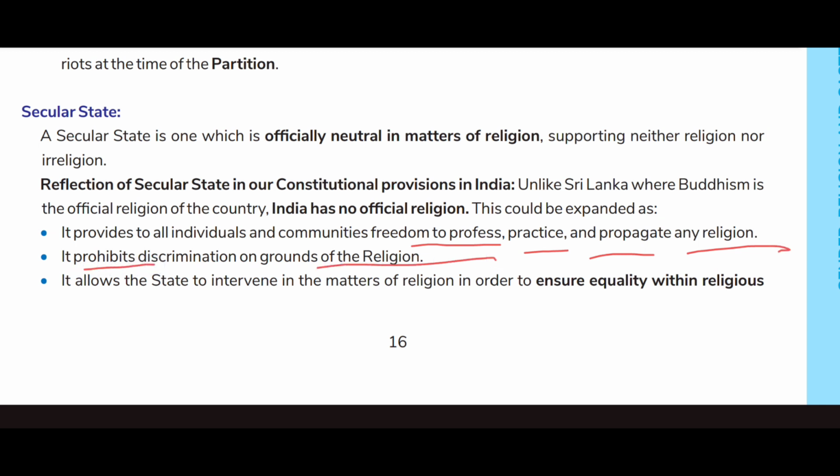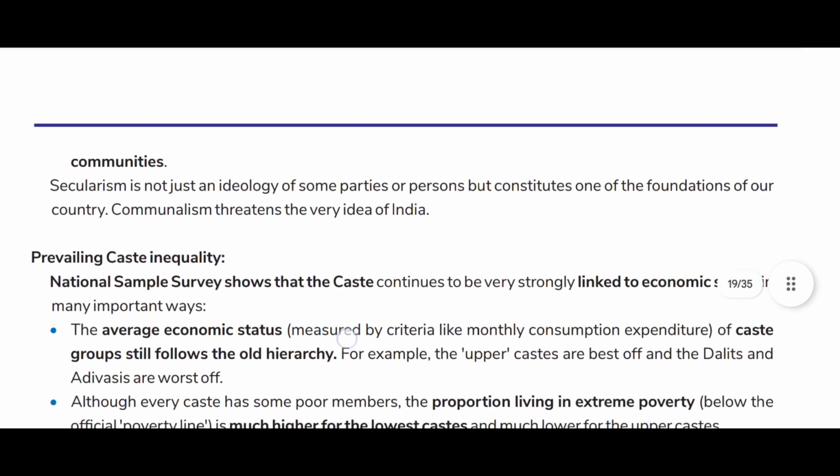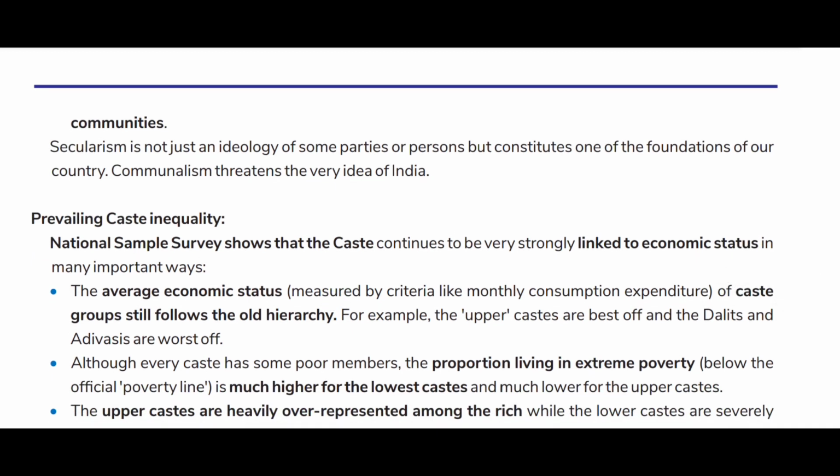It prohibits discrimination on grounds of religion. It allows the state to intervene in the matters of religion in order to ensure equality within religious communities. Secularism is not just an ideology of some parties or persons but constitutes one of the foundations of our country. Communalism threatens the very idea of India.